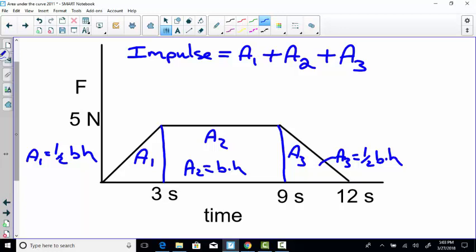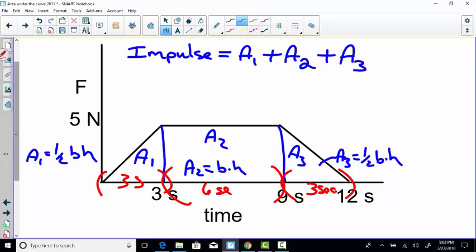One thing to think about, though, is what your base is in each case, because I know students have had issues with this. This base is only 3 seconds. Okay, this base here is only 6 seconds. Okay, and then this base here again is only 3 seconds. So make sure you're paying attention to what your actual bases are.